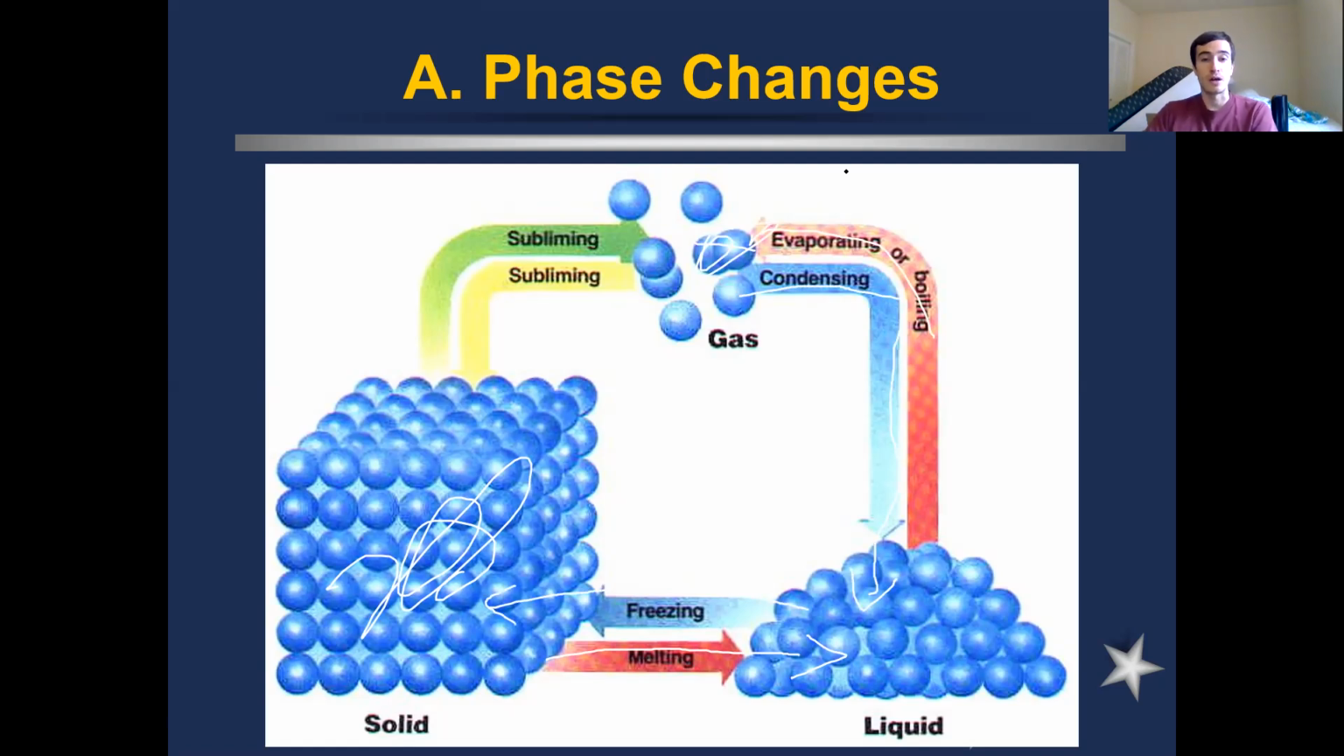And then on the other side, if our solid gets so hot that it automatically turns into a gas, that is sublimation. So those are our major phase changes: melting, freezing, condensing, evaporating or vaporizing, and sublimation.